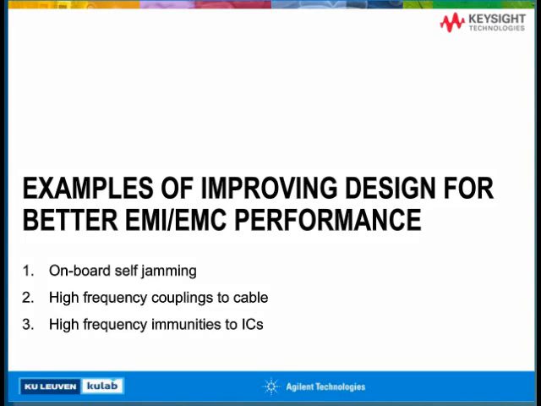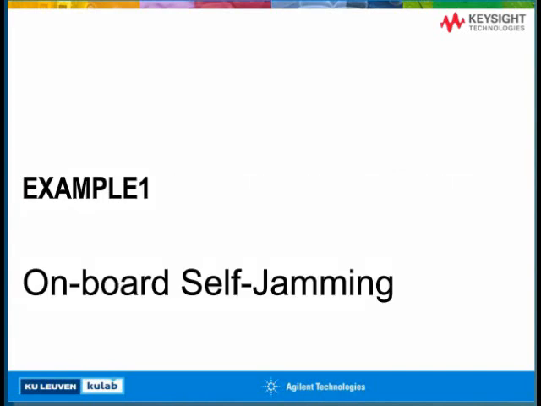We'll be talking about 3 different examples. The first example is called onboard self-jamming. It's an example of onboard self-interference between interconnects and an onboard antenna. The next example is on high-frequency coupling to cables. And the last example is high-frequency immunity of integrated circuits, taking into account the nonlinear behavior of integrated circuits. So let's start with the first example, onboard self-jamming.